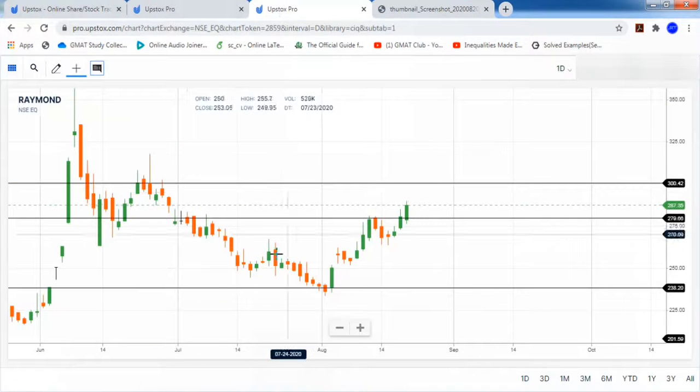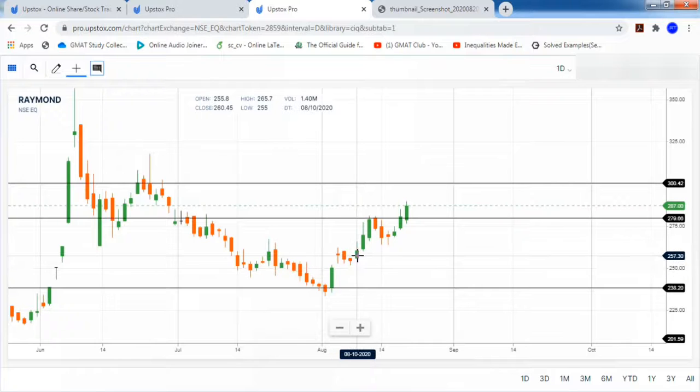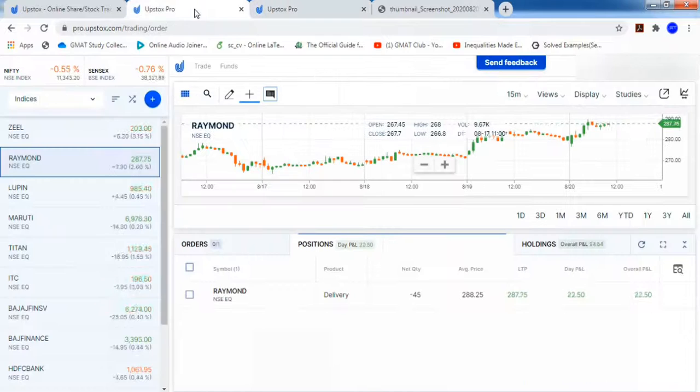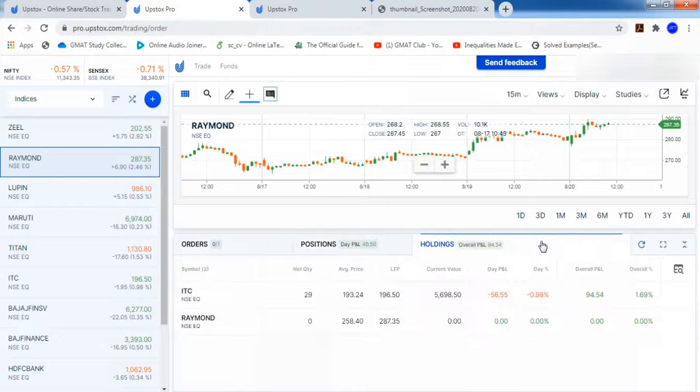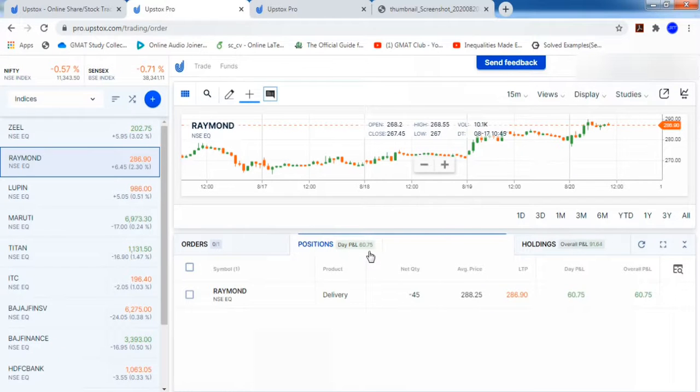This is the chart. As we can see, around August 10th I purchased the stock at 258. Well, before that, we'll go into my portfolio. As you can see in the holdings, Raymond, the net quantity is currently 0. The average price is 258.40, so this is the average buy price. In the positions, as I've sold the stock, you can see the Raymond stock. The product is delivery, the net quantity is minus 45, and the average sell price is 288.25.